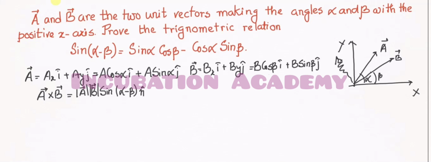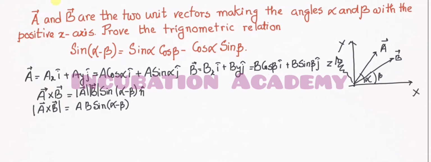Since I have drawn these two on the plane of this paper, we can say the z axis is just coming out from that. So I hope you have understood. That is the n cap, the unit vector here. But if I take the magnitude of a cross b, then mod of a becomes a, mod of b becomes b, and this is sine (alpha minus beta). N cap is 1. So we have to find out what a cross b is.